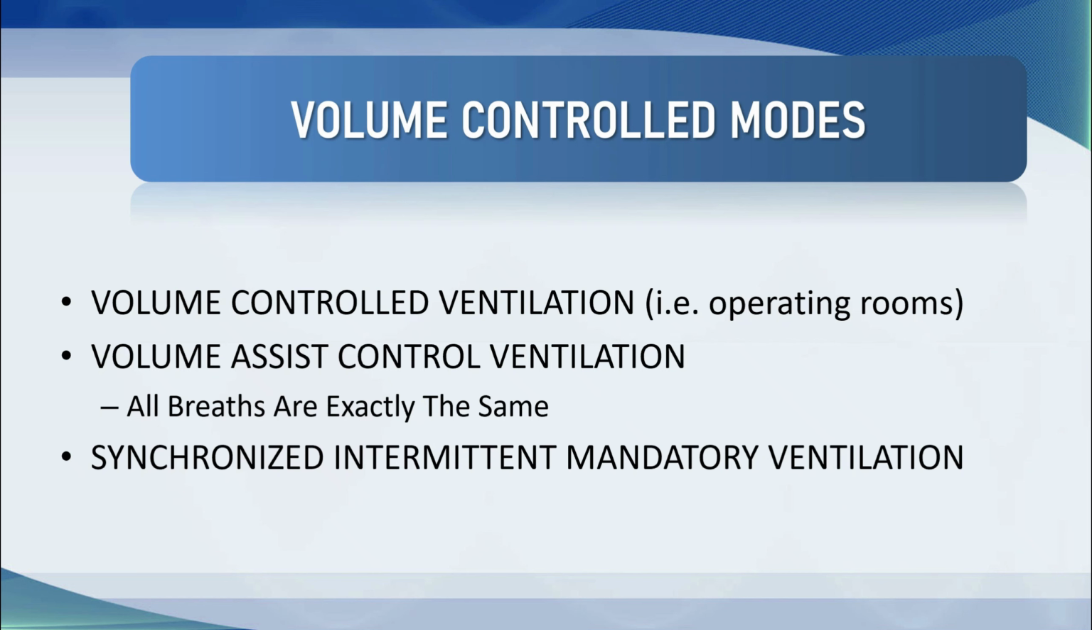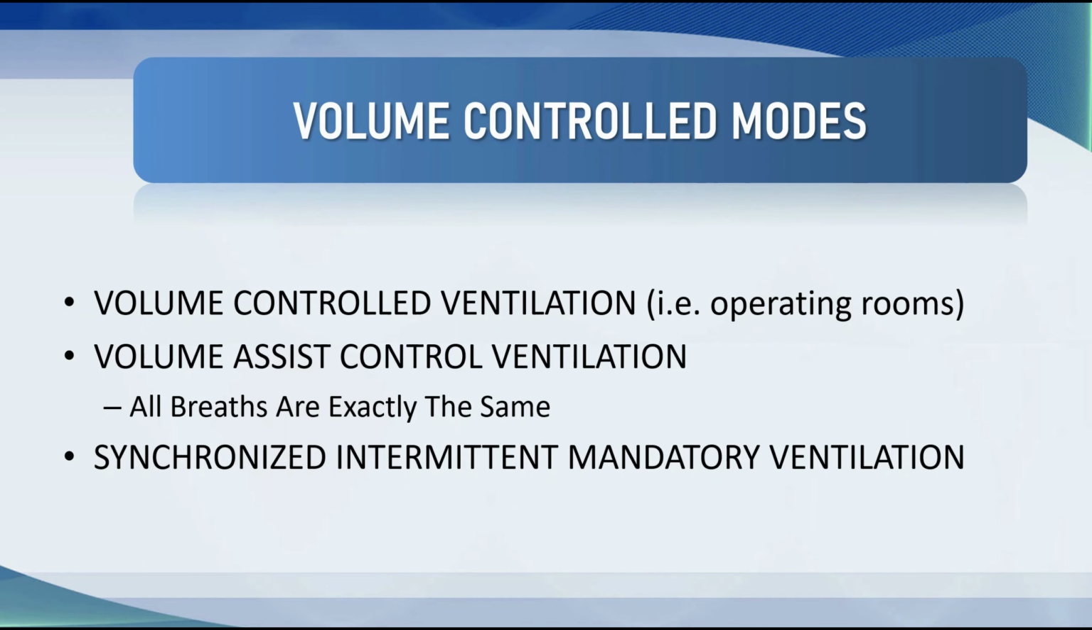Sometimes an alternative mode is used known as synchronized intermittent mandatory ventilation. When SIMV is used, it is usually used in the setting of volume control. And in this mode, there is a set number of mandatory breaths. And beyond that, if the patient takes a breath outside the mandatory breath window, that breath will either be unsupported or pressure supported. Let's go ahead and put a patient on volume control ventilation.